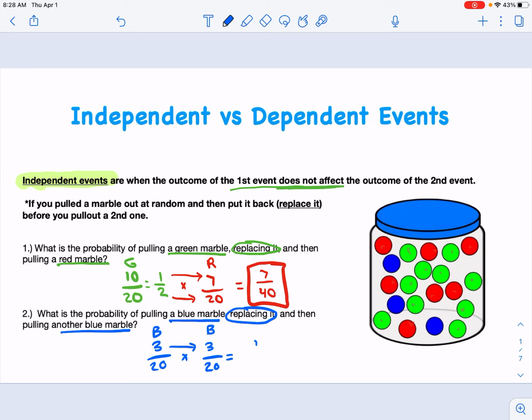So then we can multiply. 3 times 3 is 9. 20 times 20 is 400. That cannot be simplified, so the chances or the probability that you pick a blue marble and then another blue marble is 9 out of 400. So it's unlikely going to happen. Let's take a look at a few more.